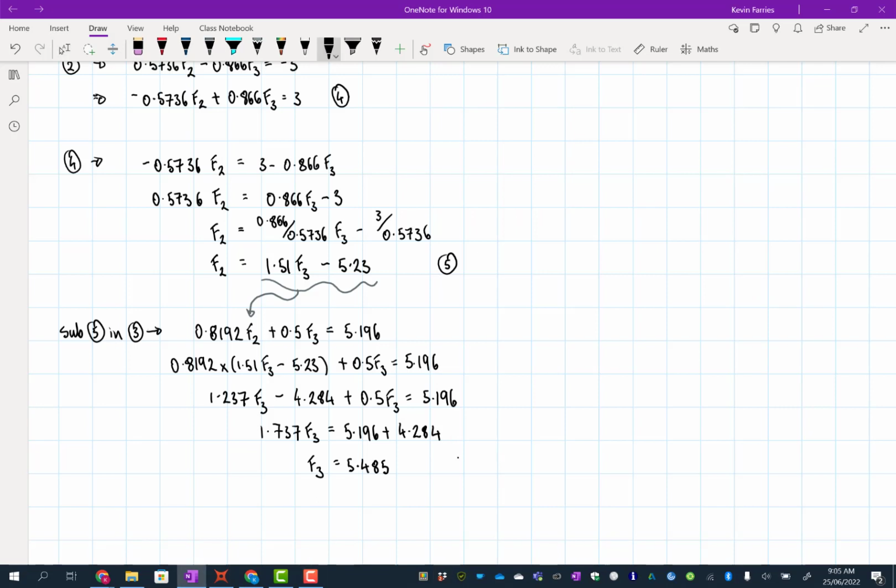So we figured out F3. Now we want to put that back into F2. So we're going to stick this back in here, and then we'll figure out what the value of F2 is. And then all we've got left to do is the check.